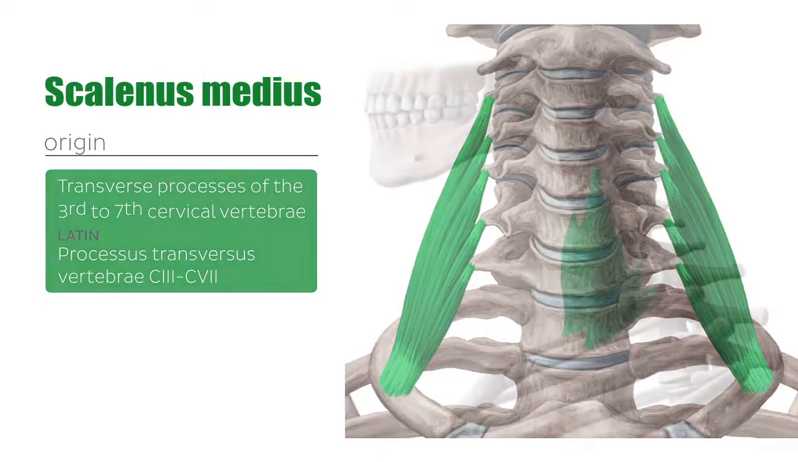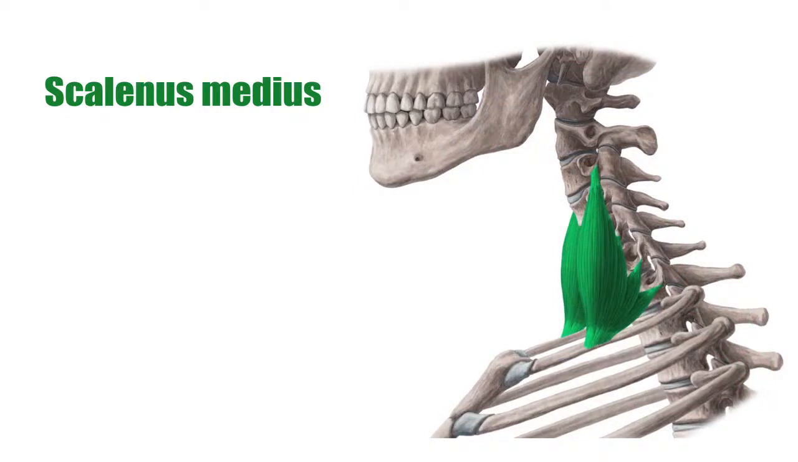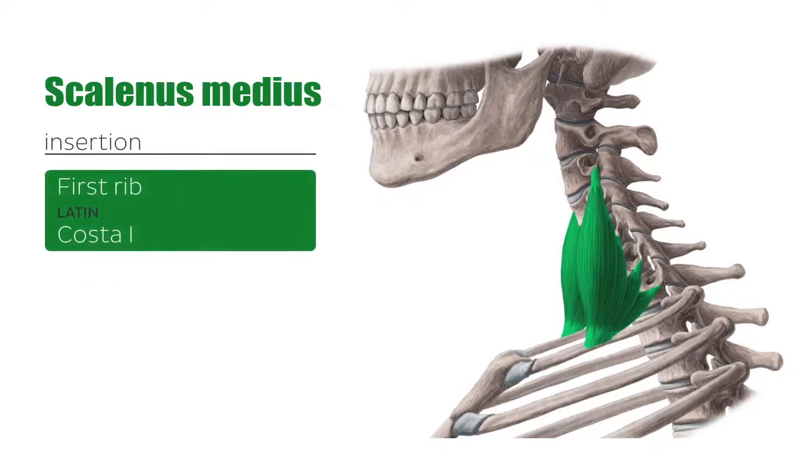And in terms of insertion point, as you see now on this image that we're looking at from a lateral left view of this muscle, like the anterior scalene, this muscle will insert at the 1st rib, dorsally from the anterior scalene.